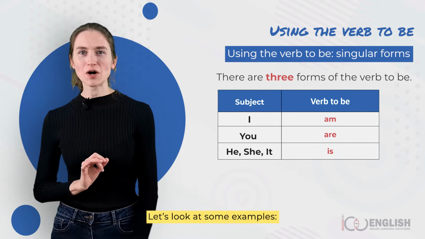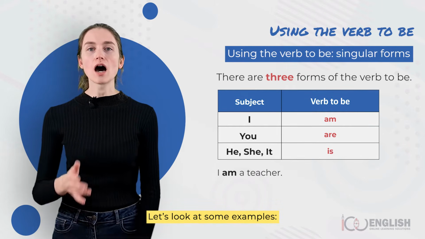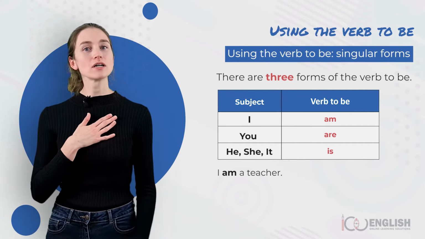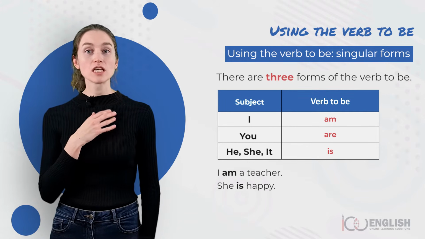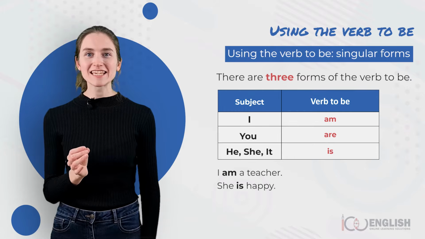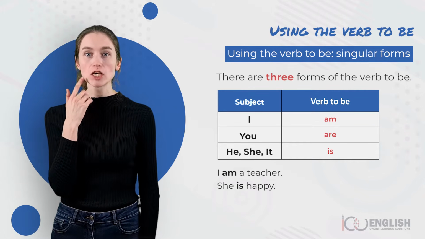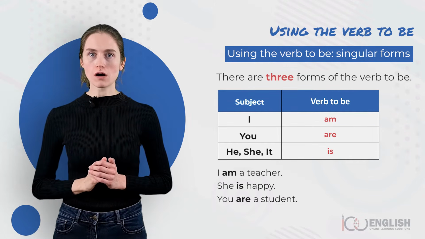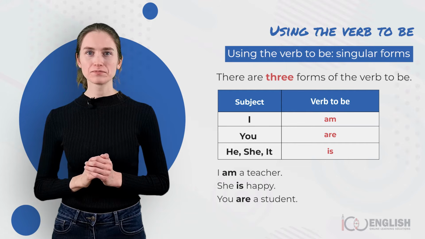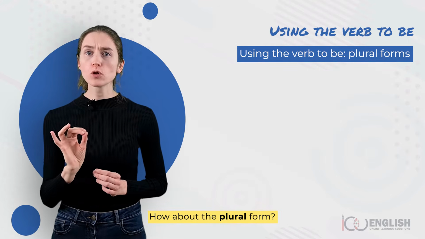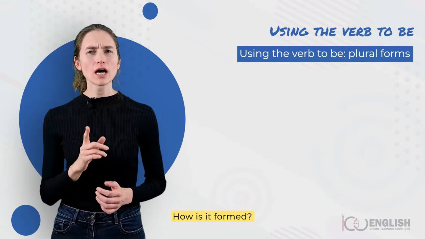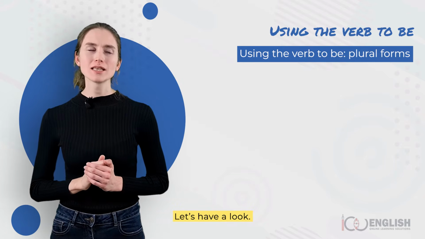Let's look at some examples. I am a teacher. She is happy. You are a student. How about the plural form? How is it formed? Let's have a look.